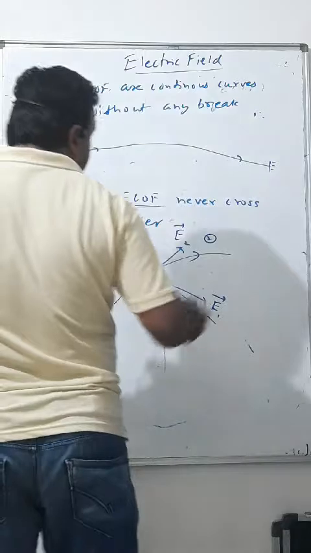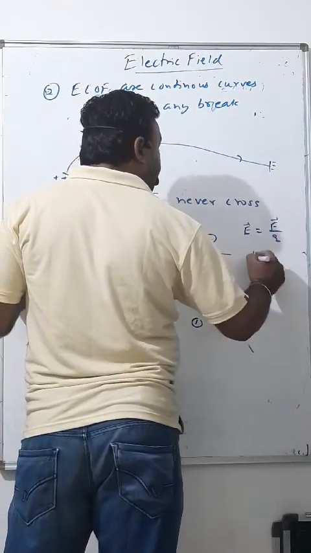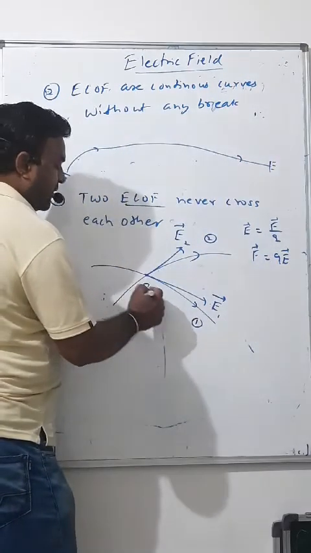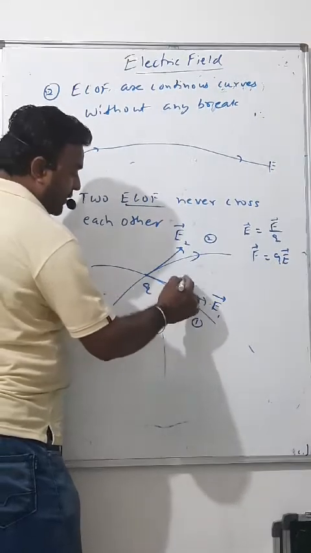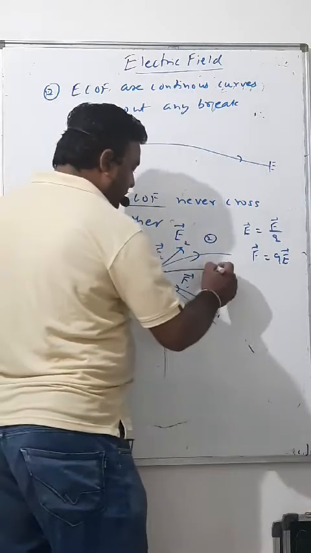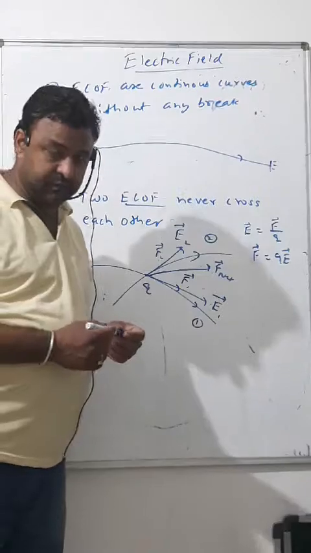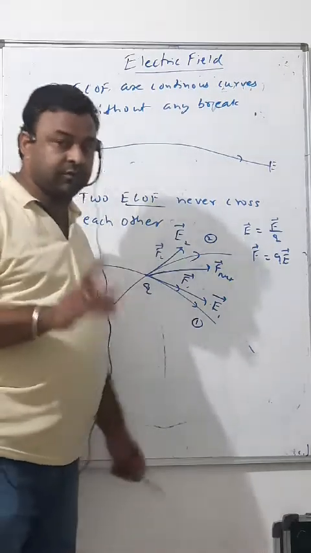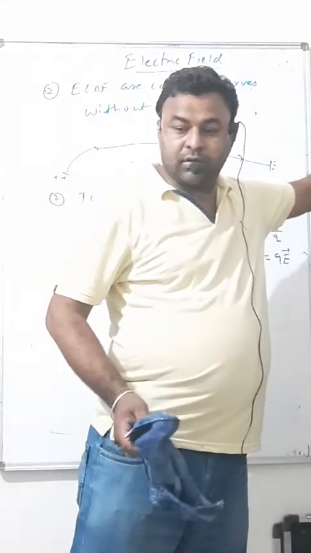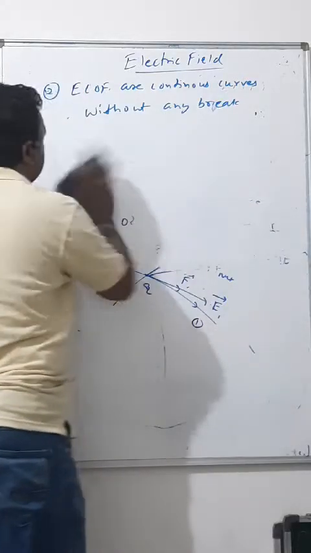Why? Because by the definition of electric field, it is F by q. Now F equals qE. If I place a charge q here, it will experience a force here also and here also. Definitely there will be a net force. It can't move in two directions simultaneously. So in the same way, there must be one direction of electric line of force. Now, what happens actually when there are two lines of force which come close? Let me explain to you.